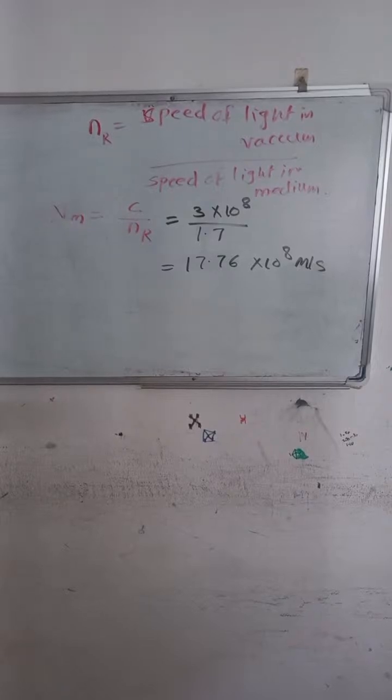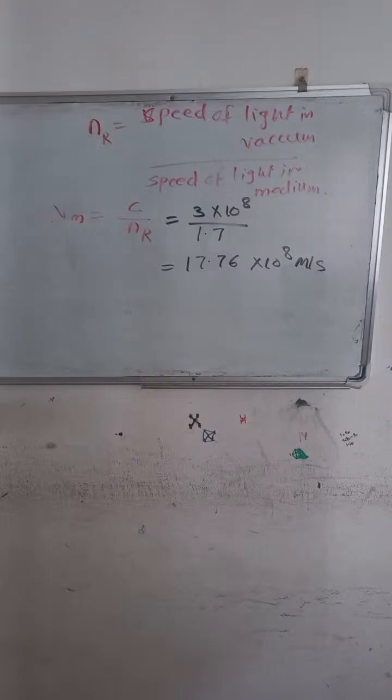Can you see the board properly? Then write down the next question. The power of a lens is plus 5 diopter. What is the nature and focal length of this lens?